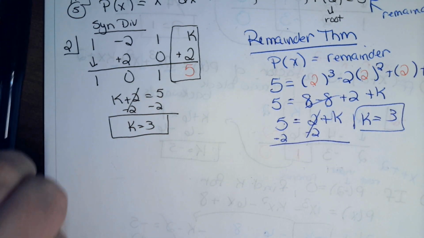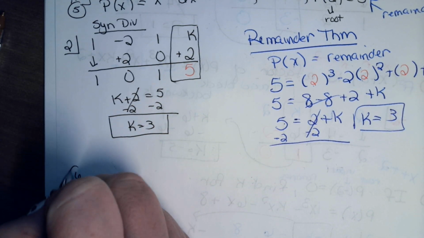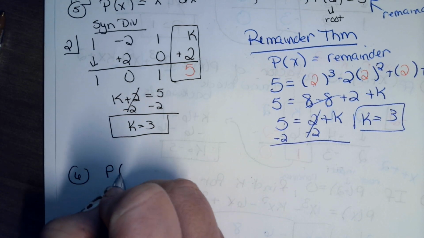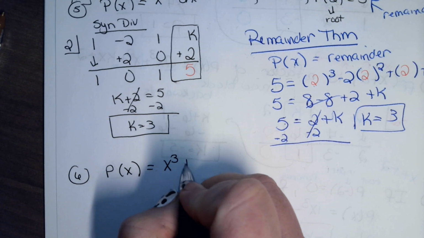Alright, let's do one more together, and then I'm going to give you a U-try, and we'll call it a day. Alright, we're given the following polynomial.